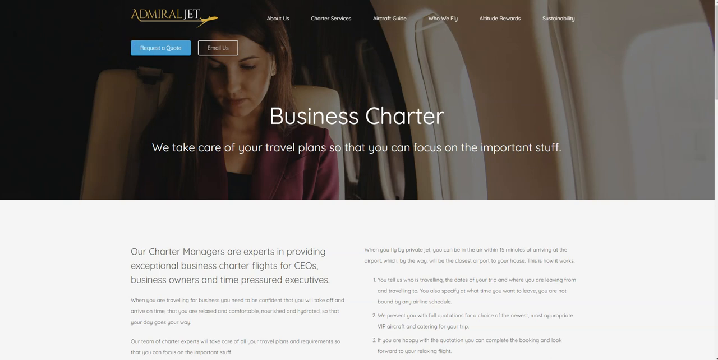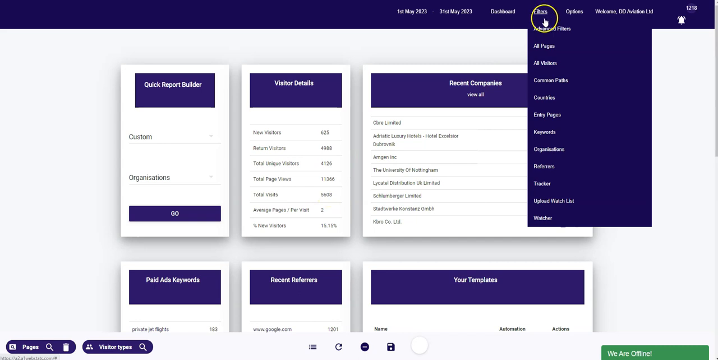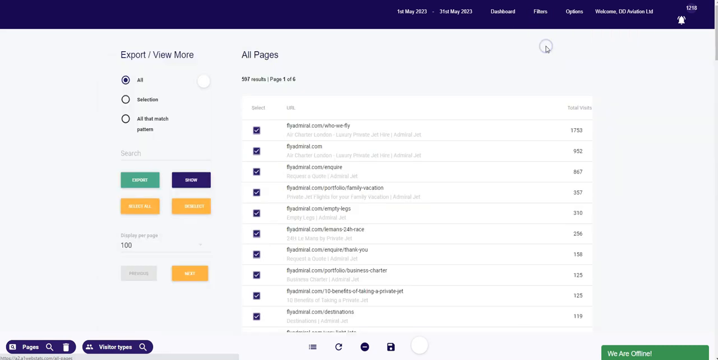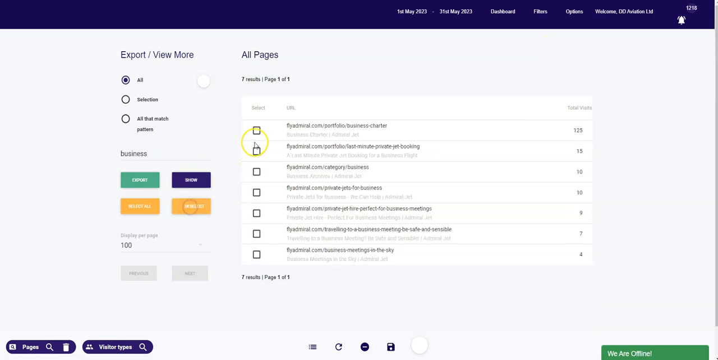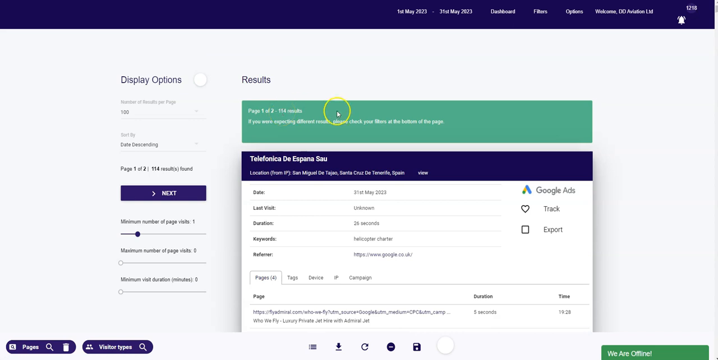So our starting point is to look at the software. What we're looking at here is a 1 month period. We can see the total number of website visitors to this website, and we can go and look at all pages. And we're interested in the people who got to the business charter part of the website. So what we do is we choose that one page and we look at all the visitors who got to that page. And this shows us 114.